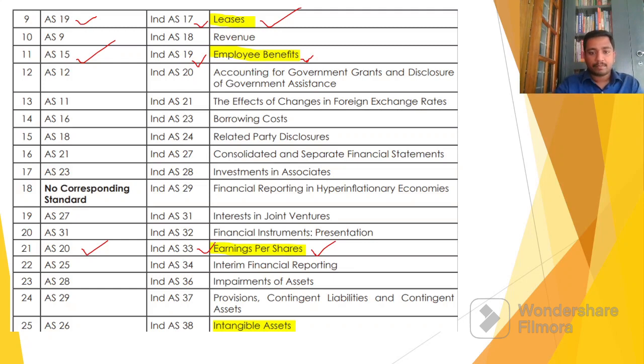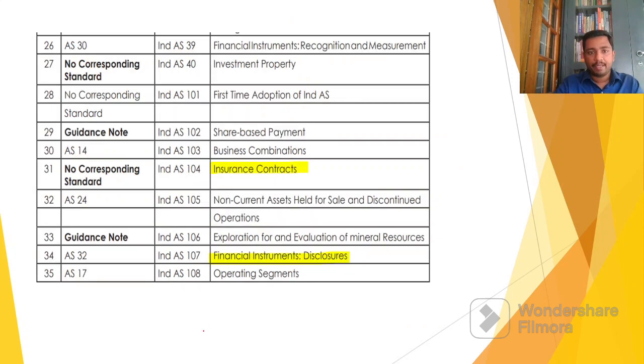Okay. Next one relating to intangible assets: in accounting standards it is 26, and in Indian accounting standards it is number 38. Then about insurance contracts, there is no corresponding accounting standard. It only comes under Indian accounting standard 104. Then financial instruments and disclosures come under accounting standard 32, and in Indian accounting standards 107.